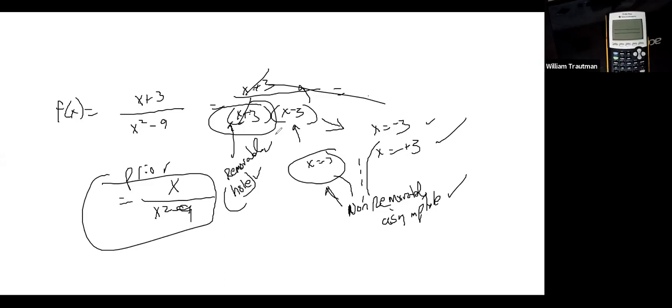I want to make sure you understand the difference between removable and non-removable. Removable is a hole. Non-removable is an asymptote. You can always spot a hole because it cancels with something on the top of the fraction. Removables, or holes, always cancel out with something on top. Asymptotes don't.